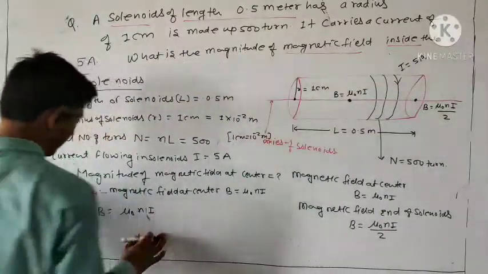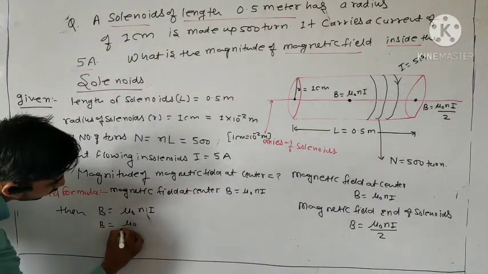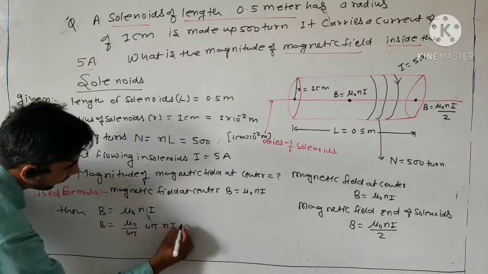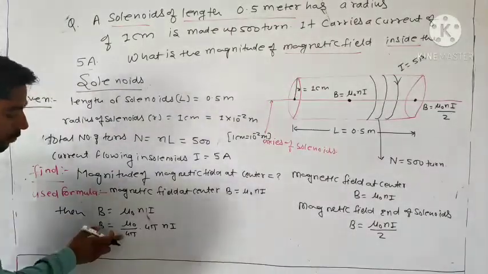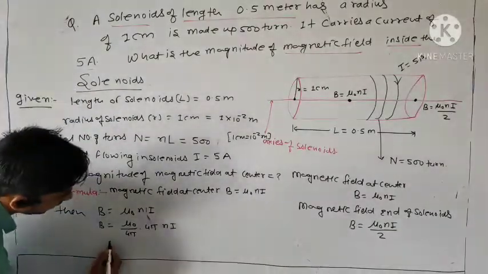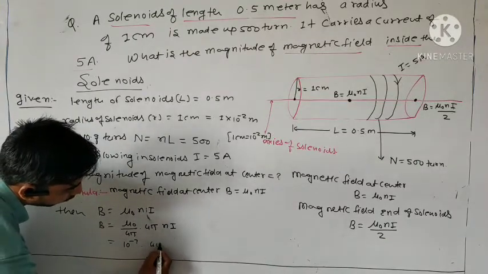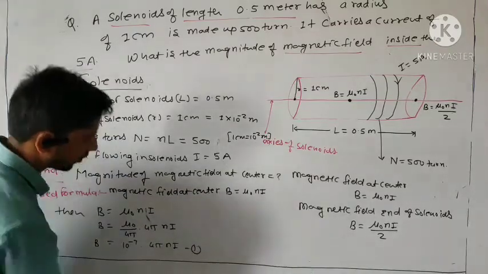How can you convert mu 0 into the standard value? I have told you in the previous lecture, you have to multiply and divide by 4 pi. Now this is converted into the standard form, and you know very well this value is 10 to the power minus 7 into 4 pi n I. This is equation number first.